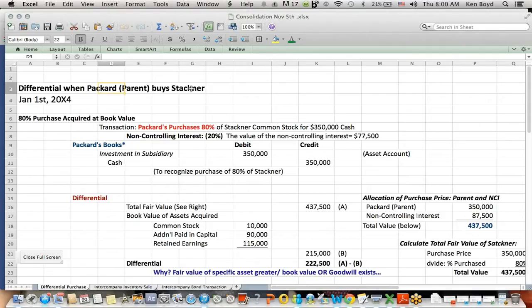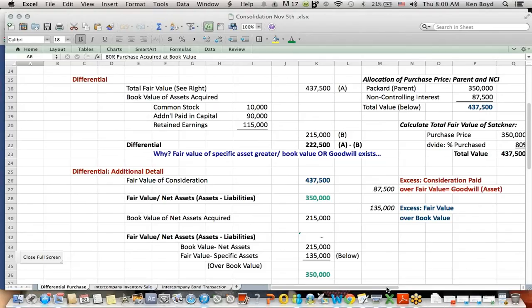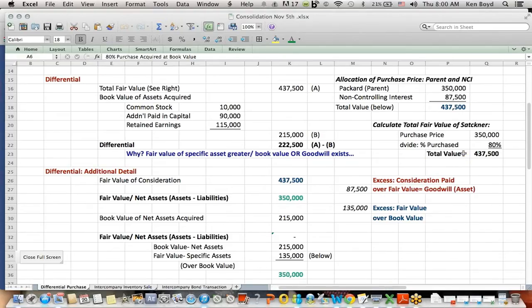So we assume that Packard, a parent, buys Stacker, a sub. Packard, the parent, buys 80% of the sub. So the first thing we do is calculate the total value of the sub based on the purchase price that the parent paid. So the parent paid $350,000. The parent bought 80%. So the total value based on that payment is $437,500. So if the total value is $437,500 and the parent paid $350,000, that means there's a non-controlling interest that bought $87,500.